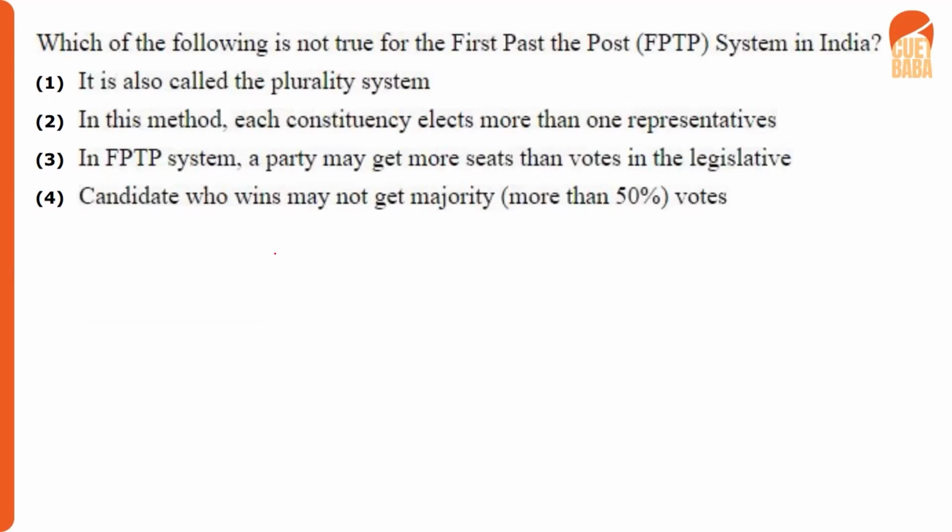Which of the following is not true for the first past the post system in India? It is also called the plurality system. I feel the answer to this is 2. In this method, each constituency elects more than one representative. First past the post, FPTP system. In the FPTP system, a party may get more seats than votes in the legislature. And the fourth option is, the candidate who wins may not get a majority, more than 50 percent of votes. So the answer is the second statement. In this method, each constituency elects more than one representative.